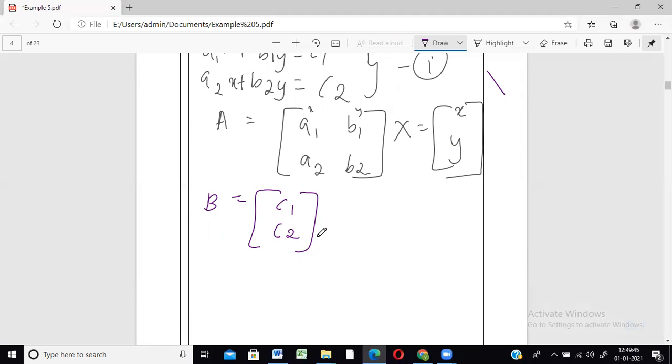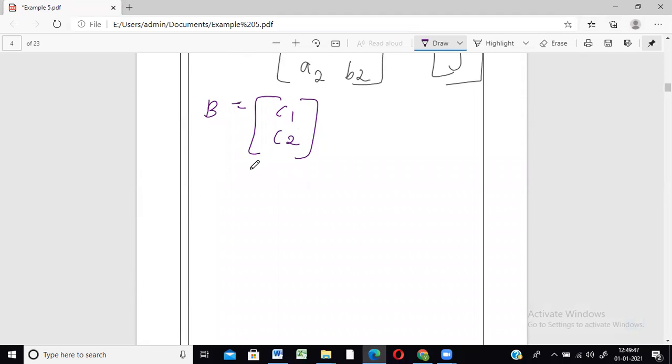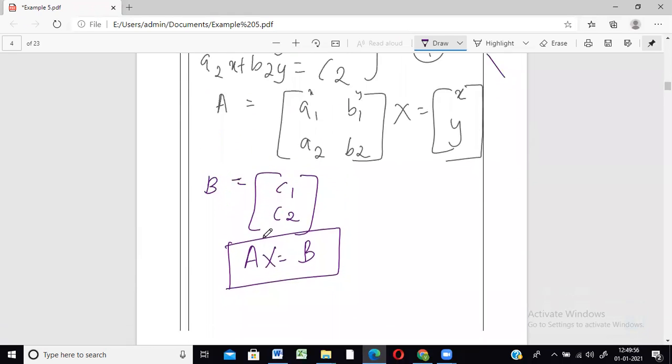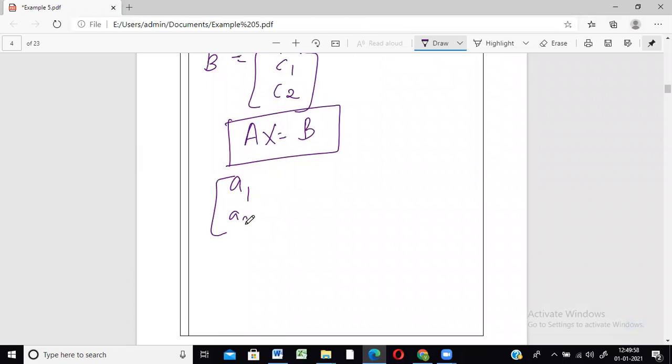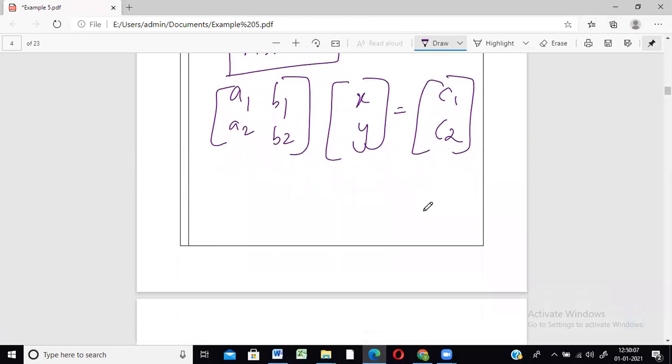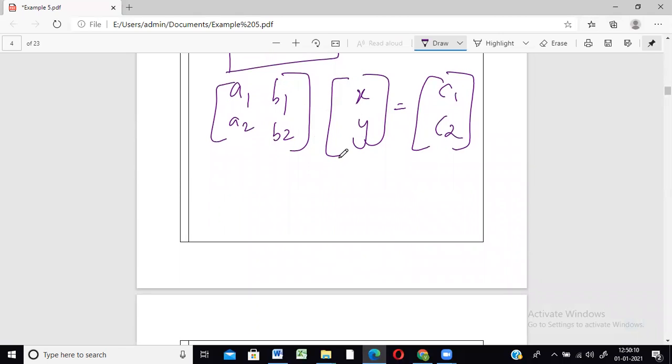Consider the following matrix equation for the above equations, which will be given as ax is equal to b. Please remember, ax is equal to b will be, a is a1, a2, b1, b2. X is nothing but x, y. B is nothing but c1 and c2. Okay. So after doing this, we will solve these two equations and find out the values.